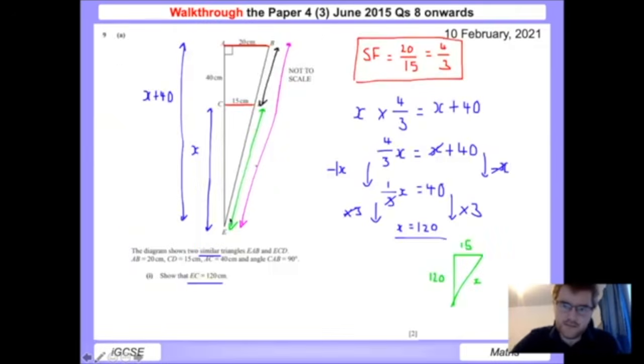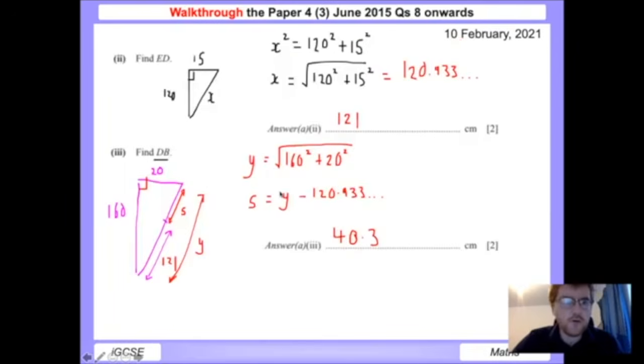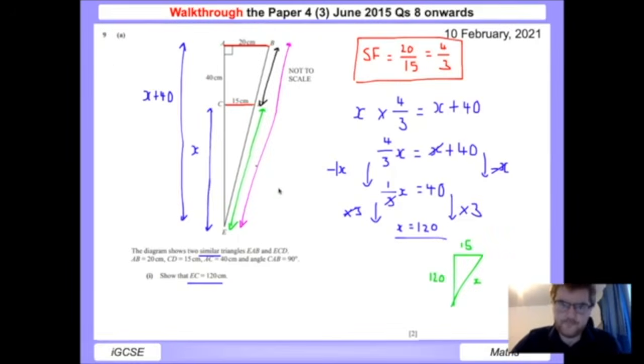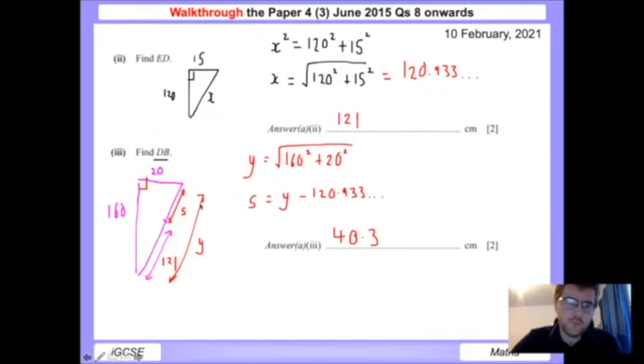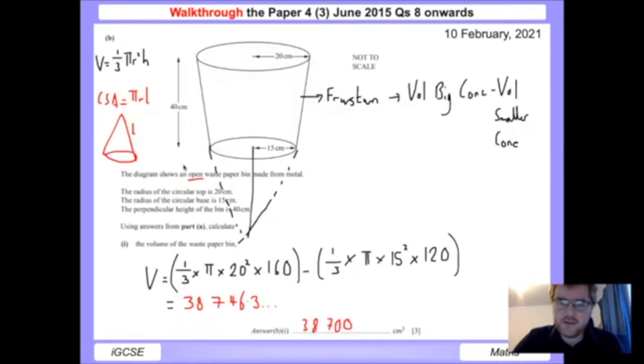We already worked out that green length, which was part 2, that 120.933. We've already worked out this purple length here as well, which was using Pythagoras. We actually do have these lengths. So let's put this all together so we can actually work this out. Okay, let's put it all together.